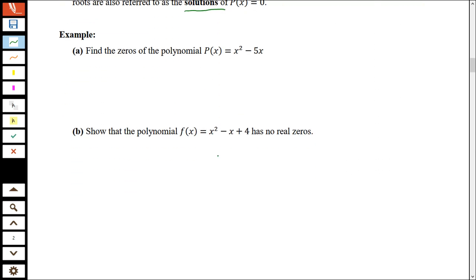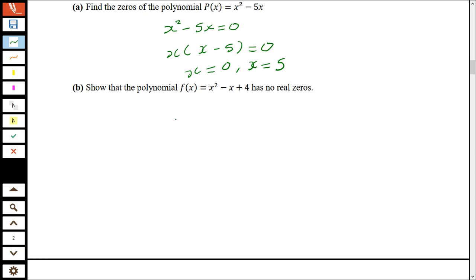Okay, so let's have a look at this one. First example, find the zeros. That means solve the equation. So what we're going to do first is write down the equation, and we've got to put this equation equal to 0 first to find the zeros, and then factorize. So it's going to give you x = 0 and x = 5.